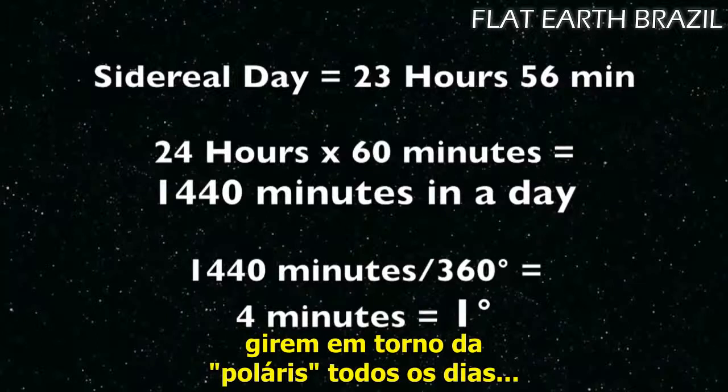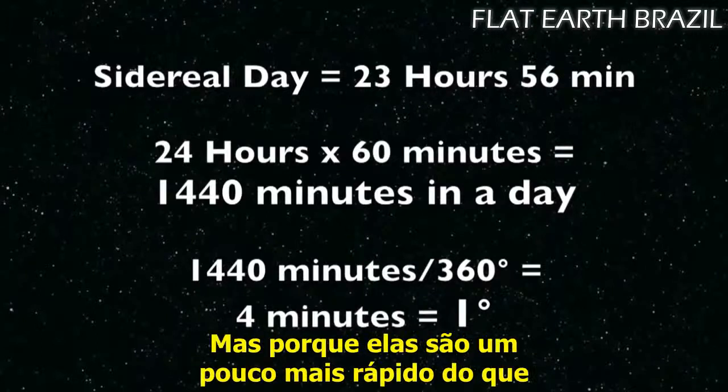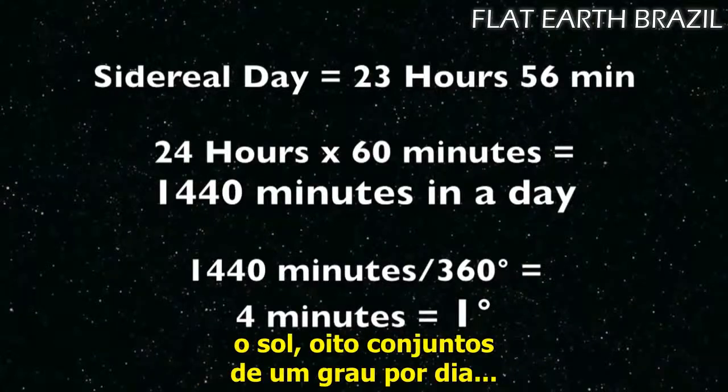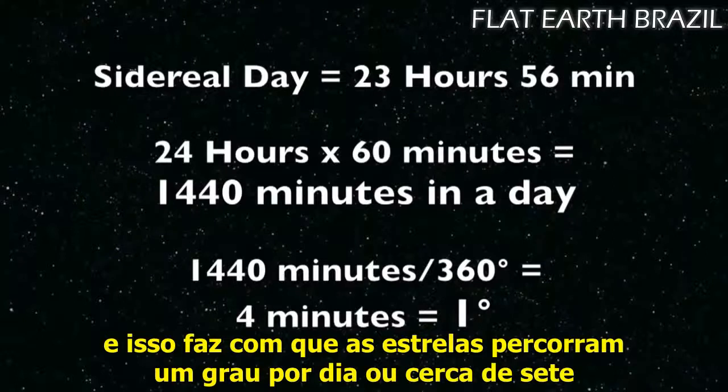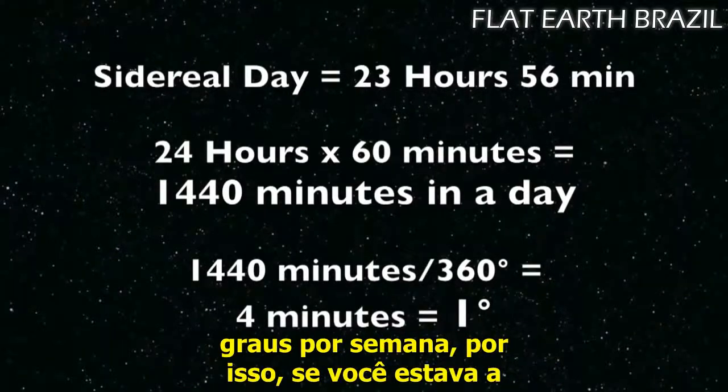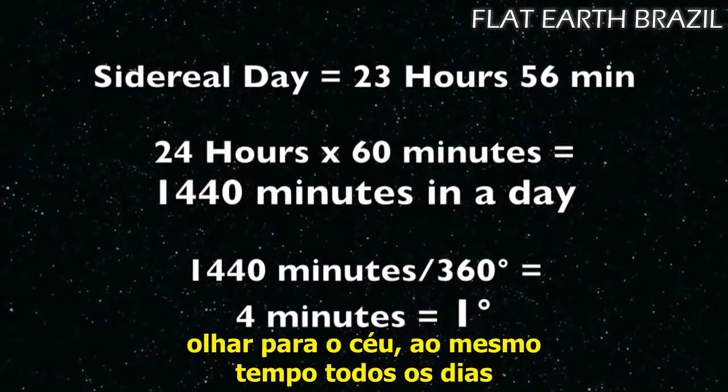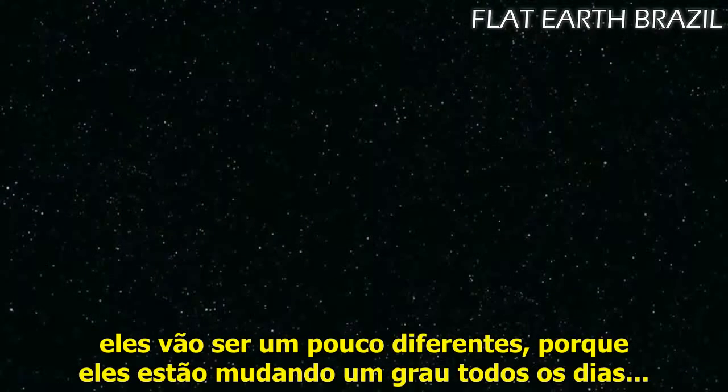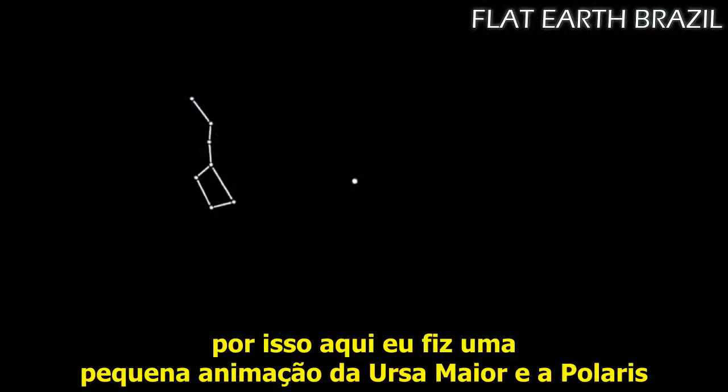So the stars all rotate around Polaris every single day, but because they're slightly faster than the sun, they gain 1 degree per day, and this causes the stars to shift 1 degree per day roughly, or roughly 7 degrees per week. So if you were to look up at the sky at the same time every day, they're going to be slightly different because they're shifting 1 degree every day.